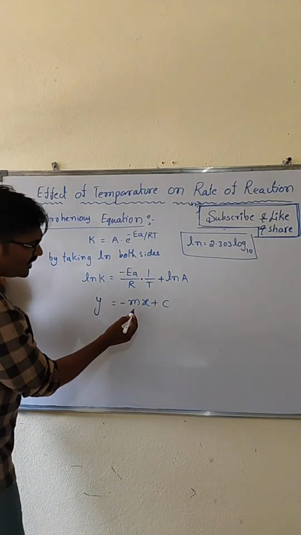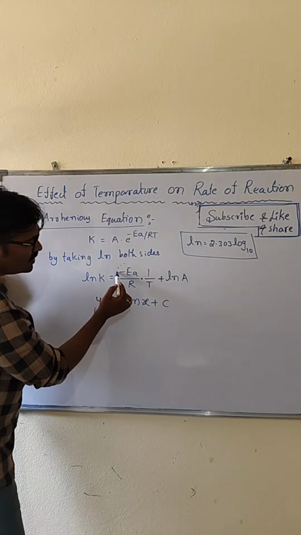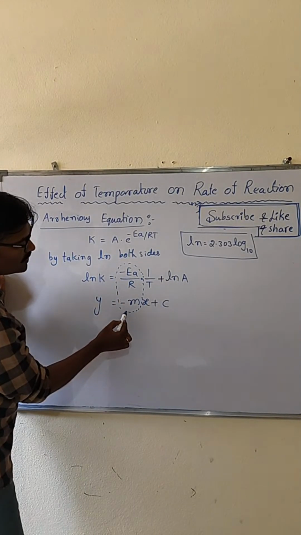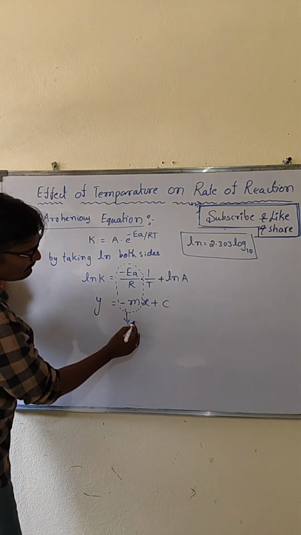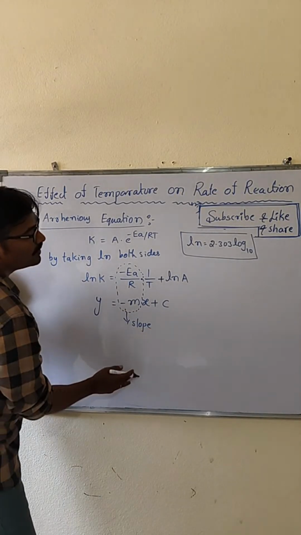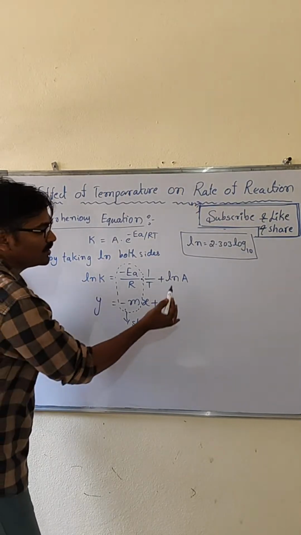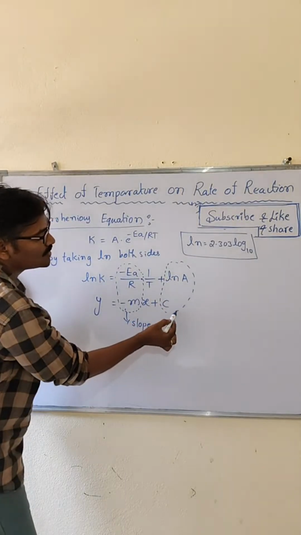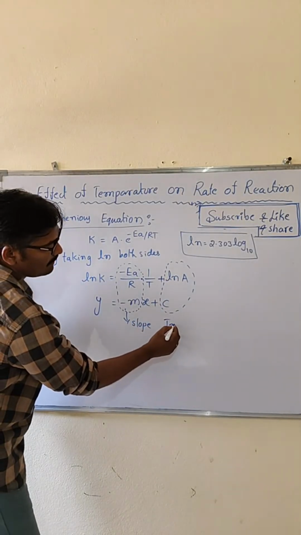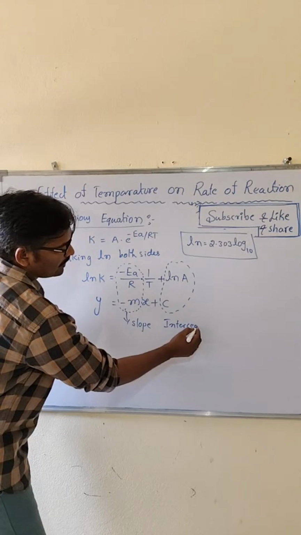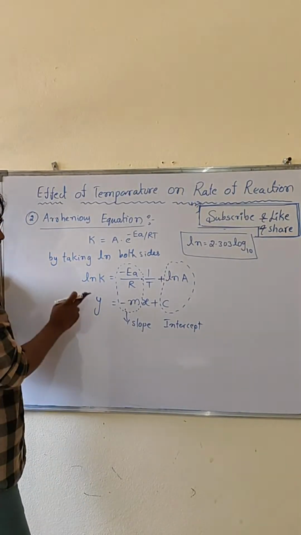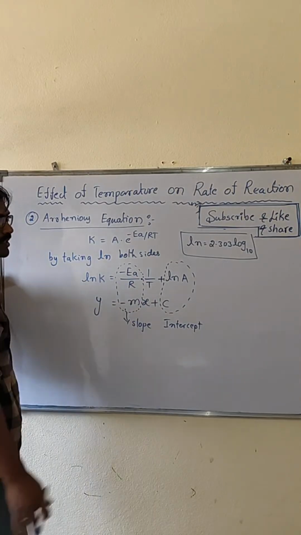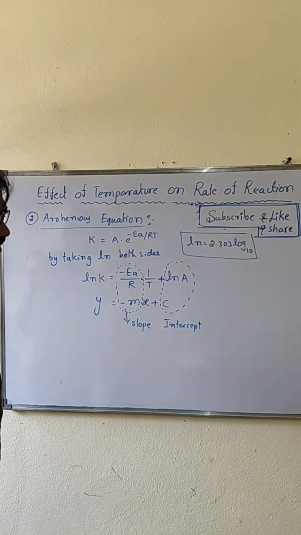Here m is the slope, right? So this we are taking as the slope. Then c is nothing but the intercept, so ln A we are taking as the intercept. Then, sir, ln k we have to take on the y-axis, and 1 by T we have to take on the x-axis.